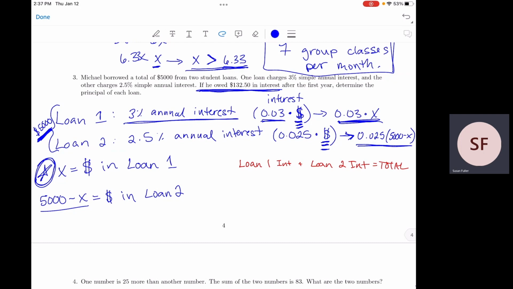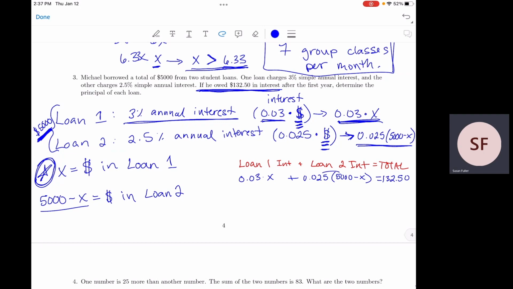So our loan one interest is 0.03 times X. The loan two interest is 0.025 times 5,000 minus X. And the total interest from both accounts together is $132.50. Okay, that's our equation. Now we just have to solve this.